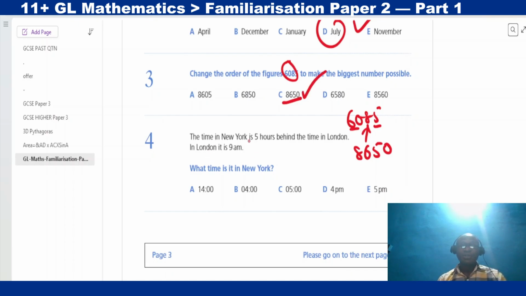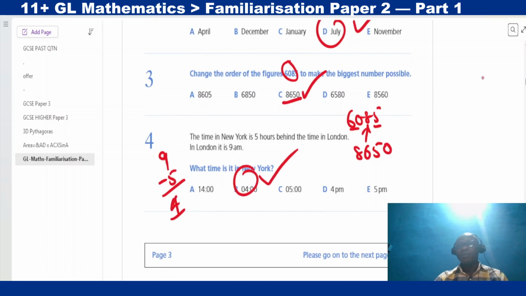Question number 4. The time in New York is 5 hours behind the time in London. So in London, it is 9 a.m. What time is it in New York? So that is 9 a.m. subtract 5 hours, and that is going to give us 4:00 a.m. So that is option B.